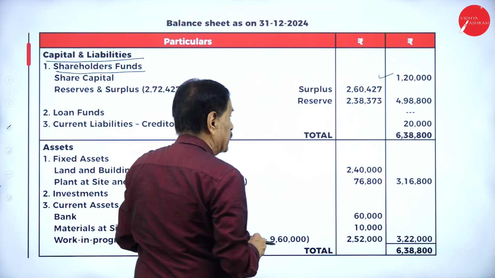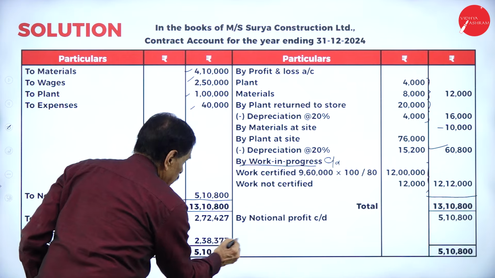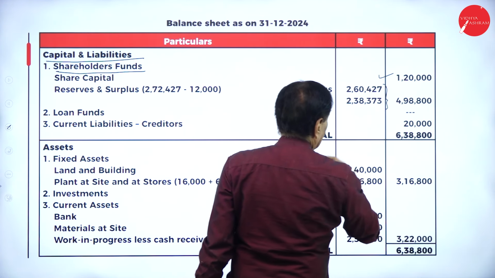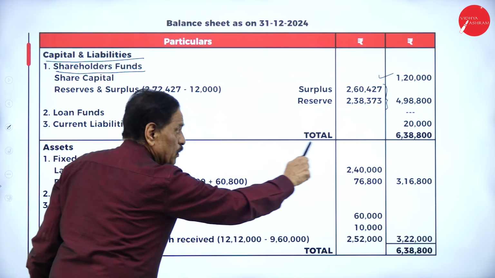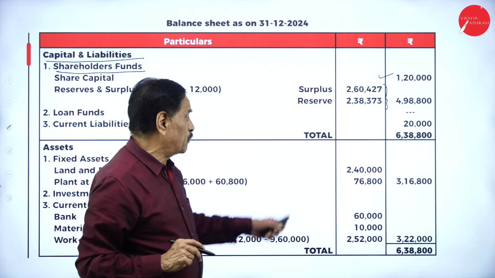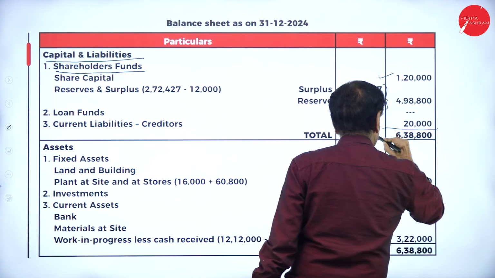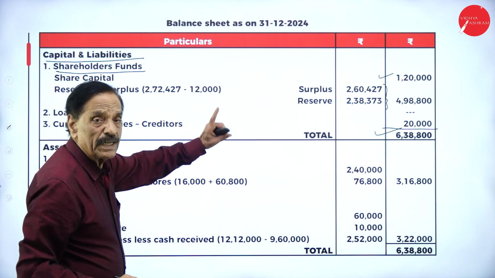Whatever the reserve is there, the reserve is 2,38,373. Totally it is 4,98,000. Loan fund, there is no loan fund. Current liability, creditors given as per the trial balance 20,000. Totally it will tally for 6,38,800. This goes in favor of the liability side.